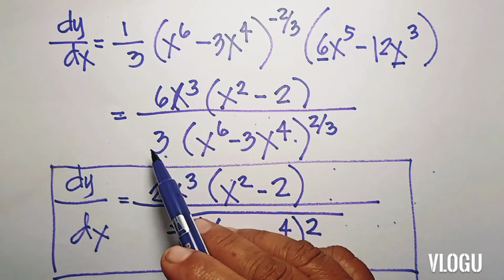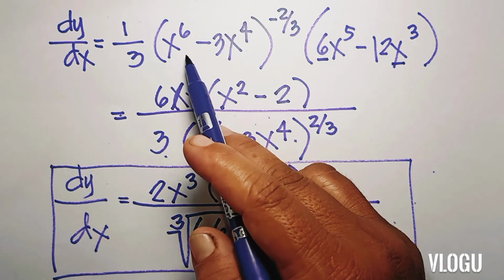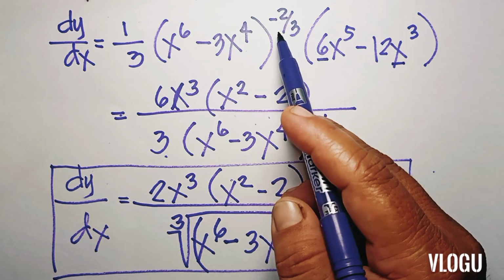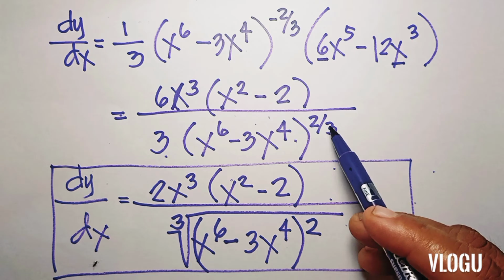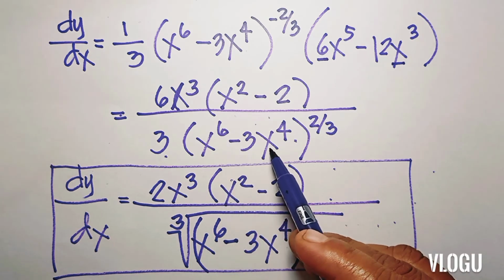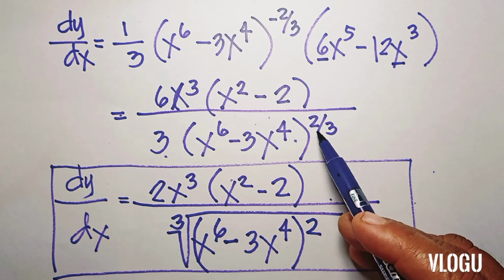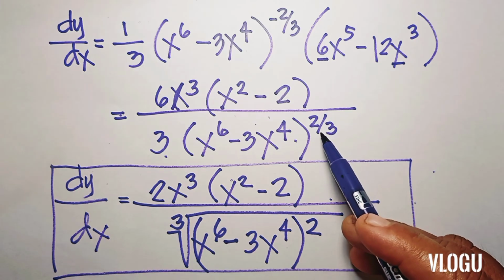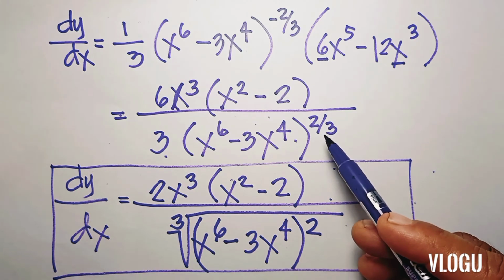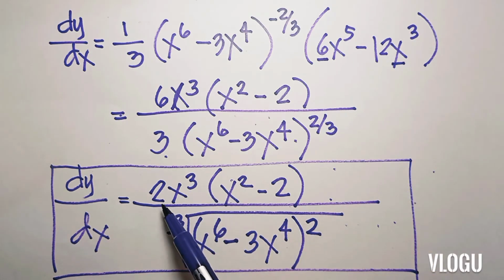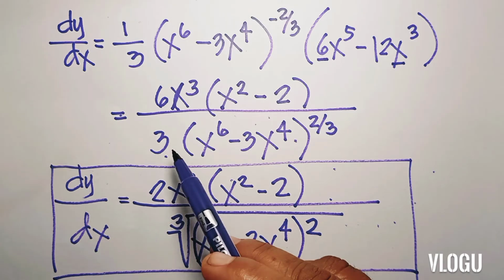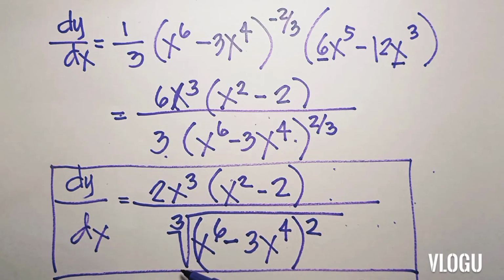So this is 1/3, so that is over 3. This is negative, so we are going to bring that down. That would become positive. So we have x to the 6 minus 3x to the 4th raised to positive 2/3. That becomes positive because you bring that down. So therefore, you will have our final answer. We have 6 divided by 3. That would become 2. So 2x cubed, x squared minus 2.